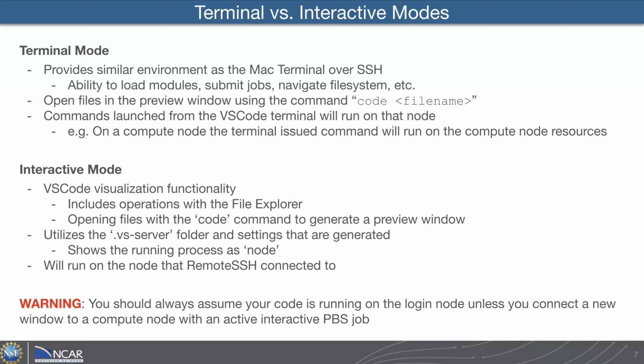Once you're connected to the login nodes on Derecho, and that's what this SSH connection the first time will bring you to, is a login node. There's two modes you can operate on, and the first mode is called terminal mode, and this is really just a similar environment to Mac terminal over SSH. You can interface with the NCAR module stack. You can submit jobs via qsub, and you can navigate the file system using Linux commands here.